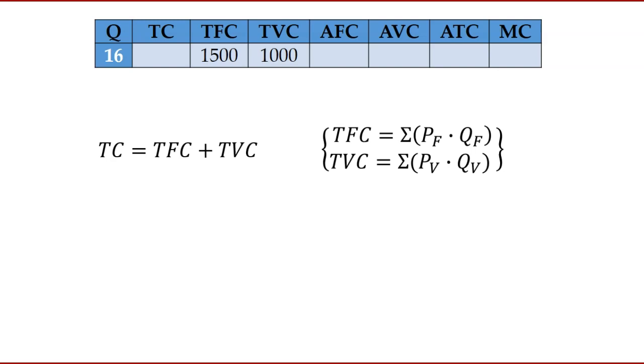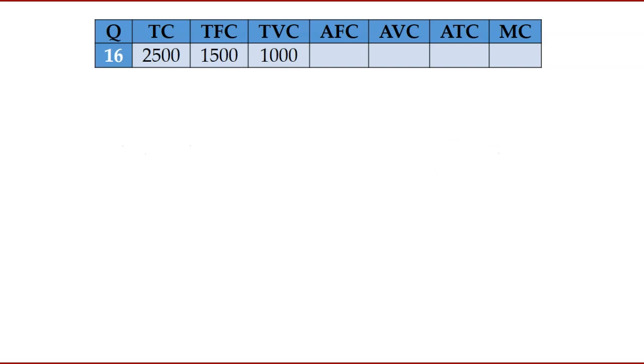So just as a side note, how would you calculate the total fixed costs and total variable costs? Well, we're not going to go into this too much, but it's basically the sum of the prices of the fixed inputs times the quantity of the fixed inputs utilised, and the sum of the prices of the variable inputs multiplied by the quantity of the variable inputs employed. Anyway, back to our example. The total cost is going to be 1,500 plus 1,000. Total fixed cost plus total variable cost. In other words, 2,500. So that's pretty straightforward.